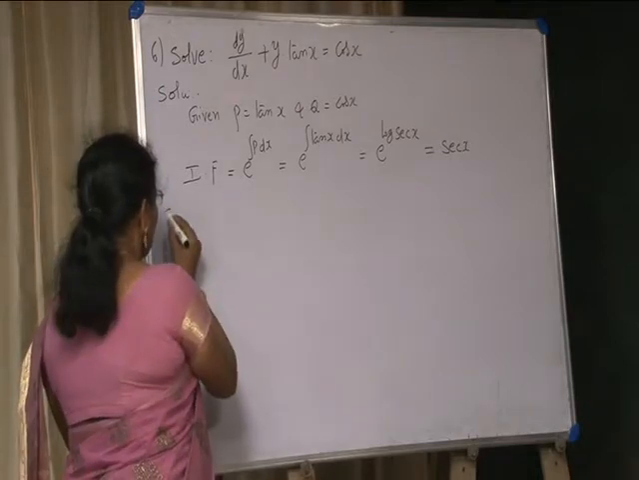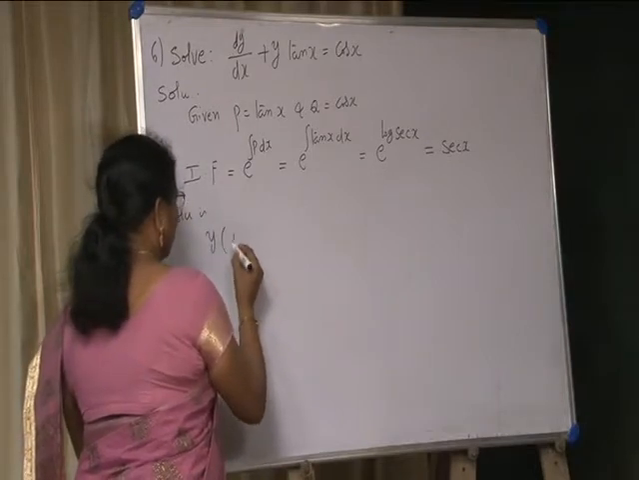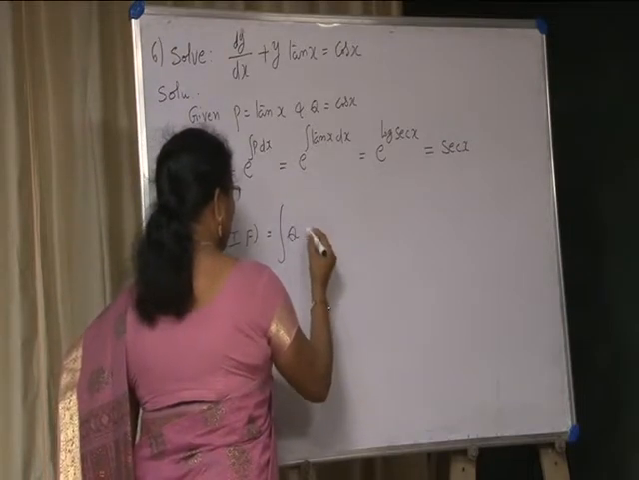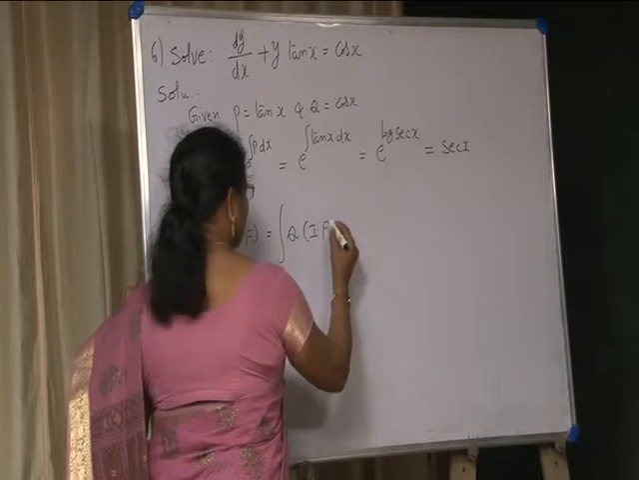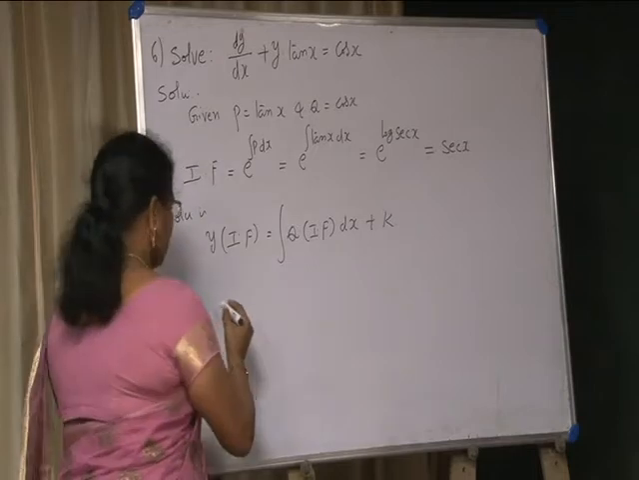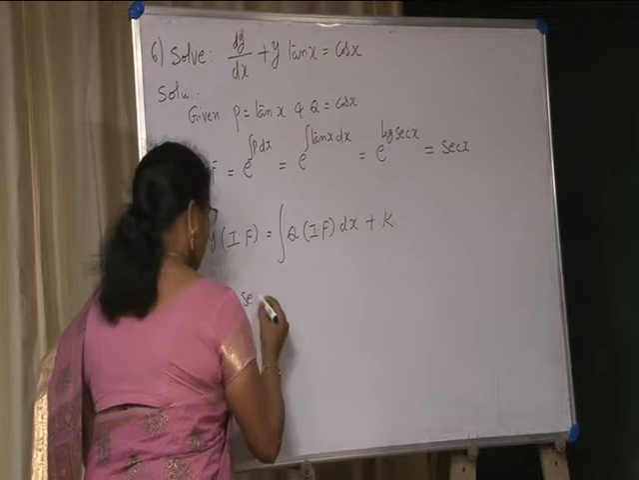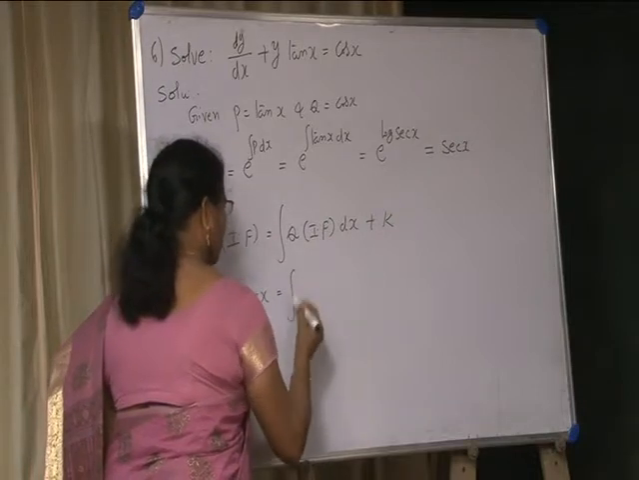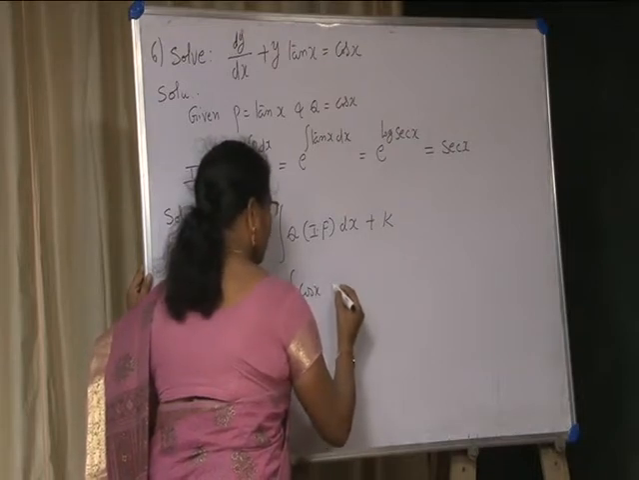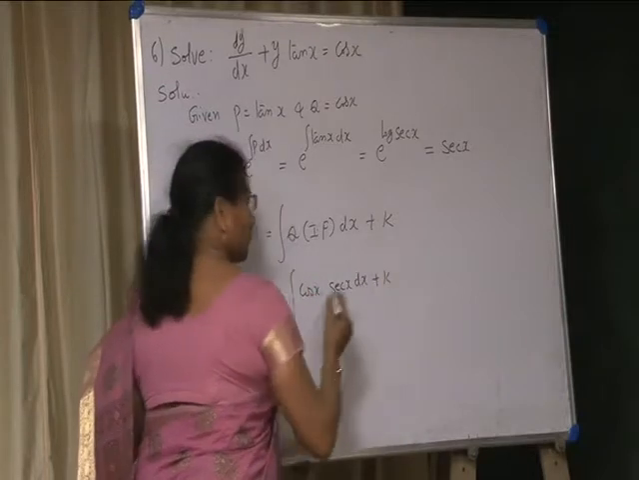Now, the solution formula is y into integrating factor IF, equal to integration of q into integrating factor dx plus k. That is, y into integrating factor secant x, equal to integration of q, which is cos x, into IF, secant x, dx plus k.